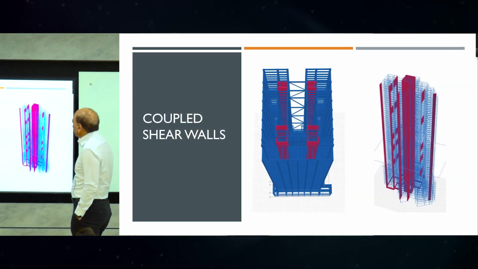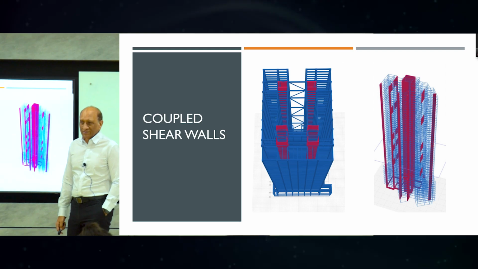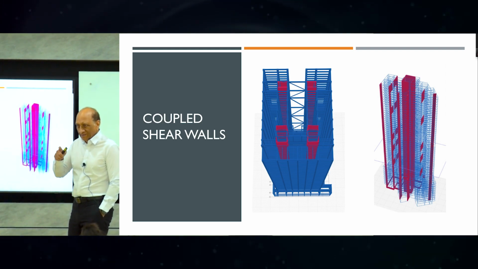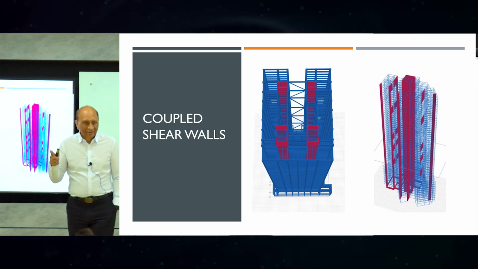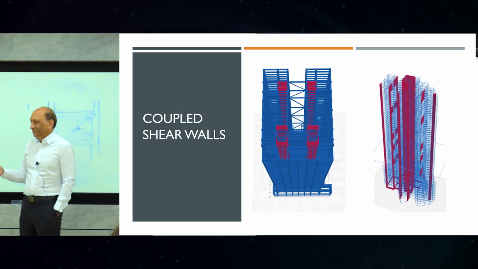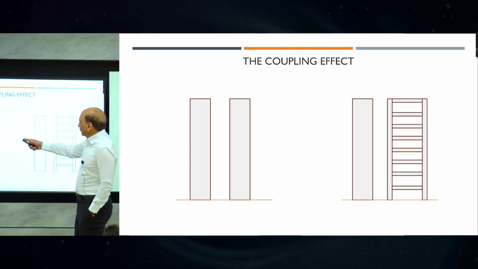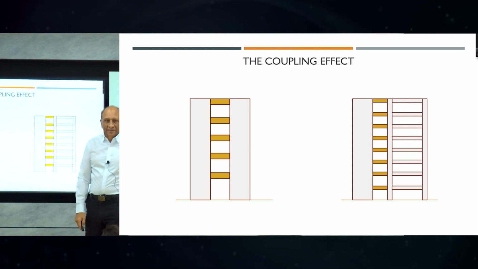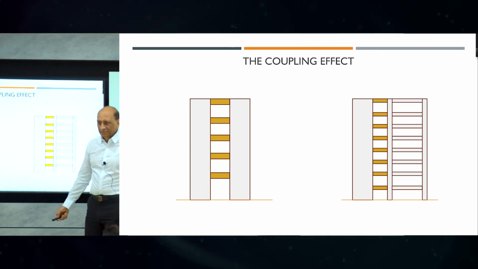So now we come to the second interesting part, coupled shear walls. Shear walls which are connected together. We talked about the coupling effect, right? 1 + 1 not equal to 2, more than 2. So we come to that idea. How do we do that? So basically, we talked about the coupling effect, that we connect them together and we take a lot of benefit from that.